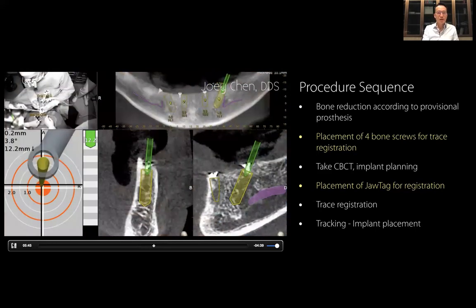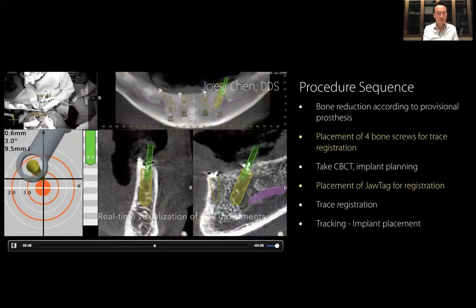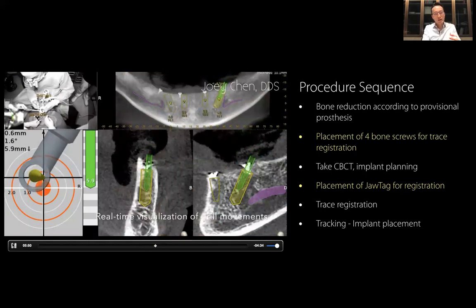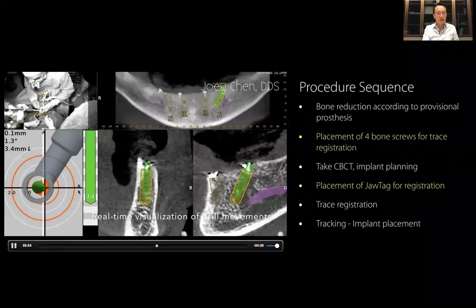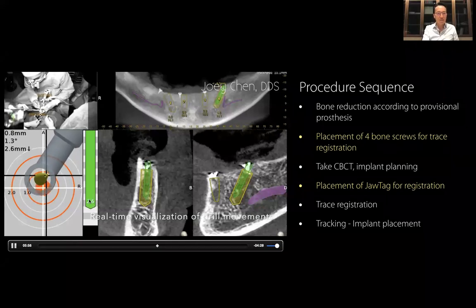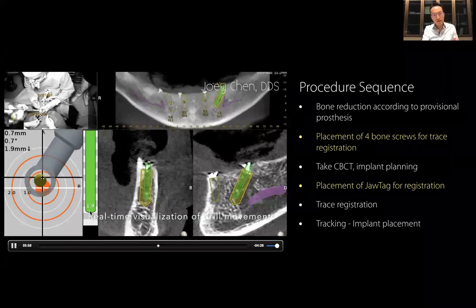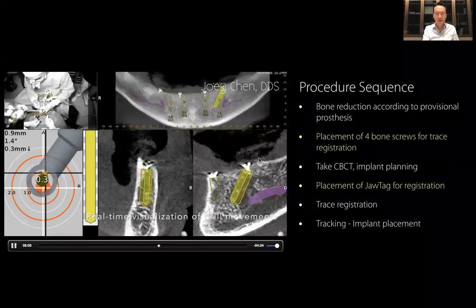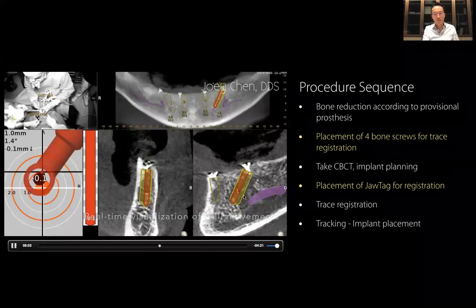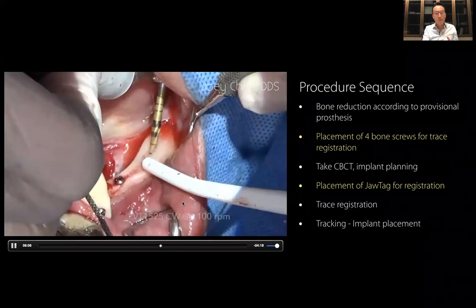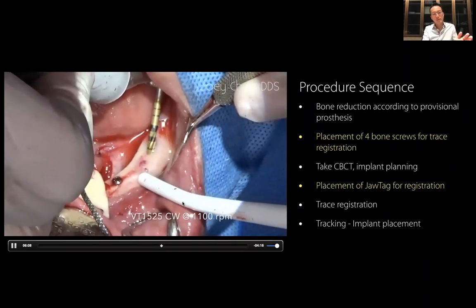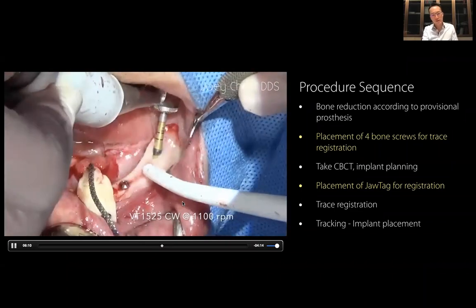So here I'm drilling, starting with my left posterior implant, and here you can actually see it in action. I try to stay on target here, and then my drill is going down, getting closer and closer to the target depth. And here on this view, you see I'm avoiding the nerve, and here I'm reaching the depth. So now continue with my drilling sequence.